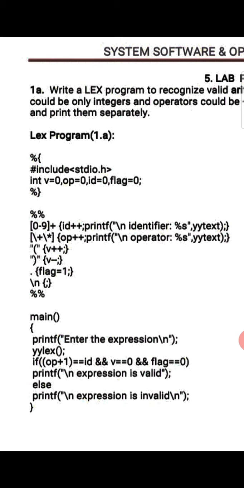If all three conditions are true, then we print the statement "the expression is valid". Else, if any one of these conditions fails, then we print the statement "the expression is invalid". This is the explanation of the first Lex program.